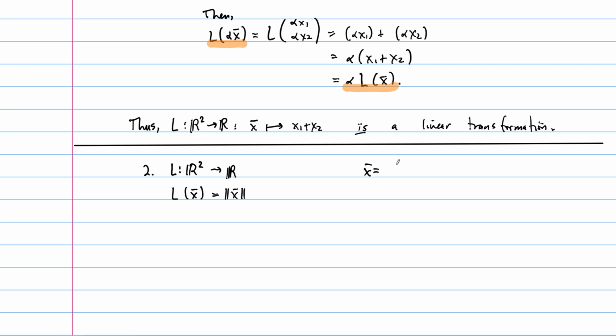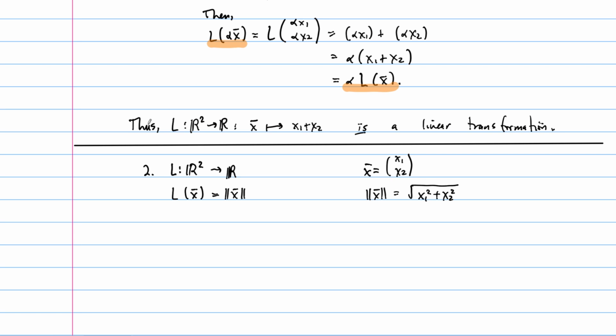So that means that our x is just like we just did in the last example. It's x1, x2. And its magnitude is, of course, its length, right? So the length of x is the square root of the sum of the squares: x1 squared plus x2 squared, square root of the total. So the question is, is the magnitude function a linear transformation? Because obviously the magnitude of a vector in R2 is going to be a number, which you can think of as a vector in R1.